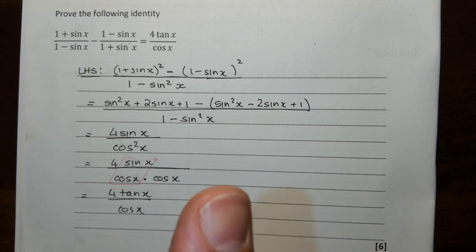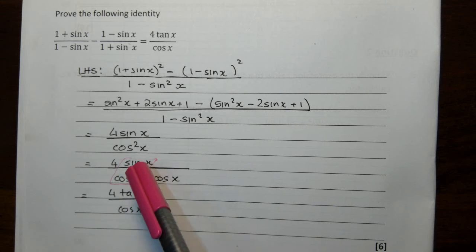So the only trigonometry here is this step, is that quotient identity, that tan is rather sine over cos. Okay, folks, I hope that helped you.